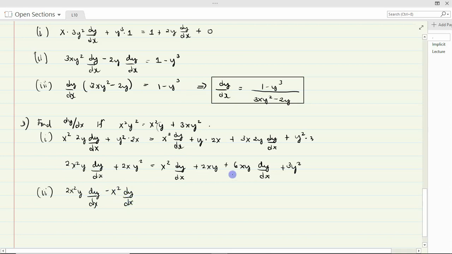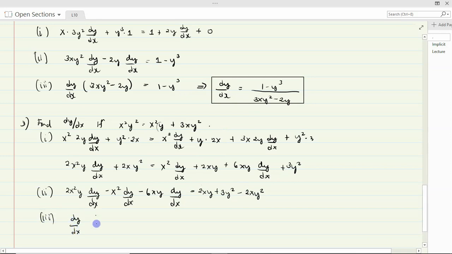Alin pa yung may dy dx? Ito. Nasa kanan, so magne-negate. And then, that's it. Tapos, lahat ng walang dy dx sa kanan. You have 2xy, 3y squared, and 2xy squared, pero nasa kaliwa to, so mag-negate yan. Minus 2xy squared. And then, finally, let us solve for dy dx.